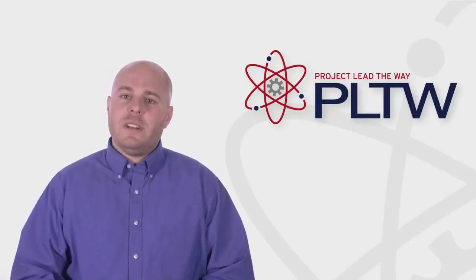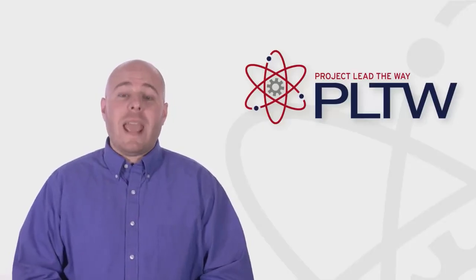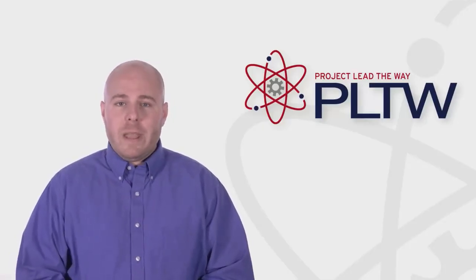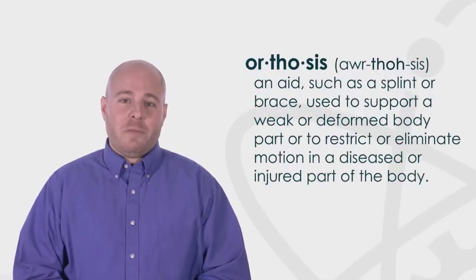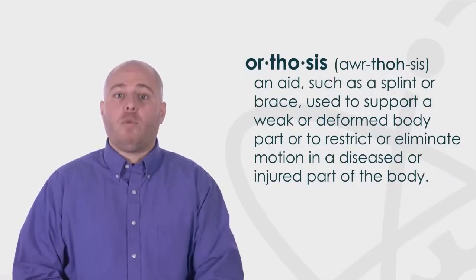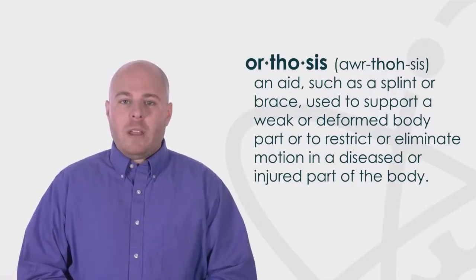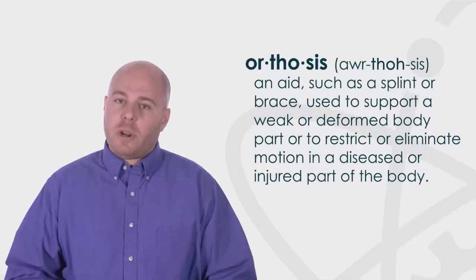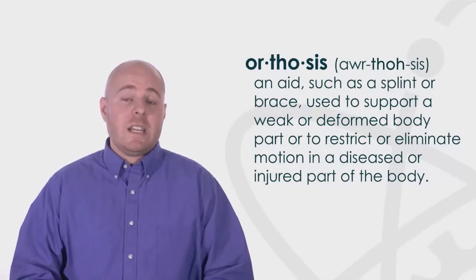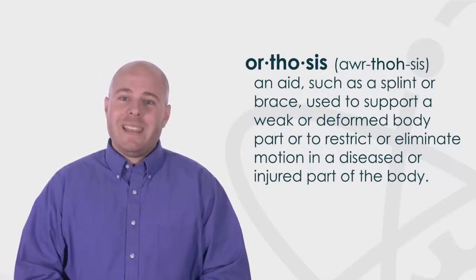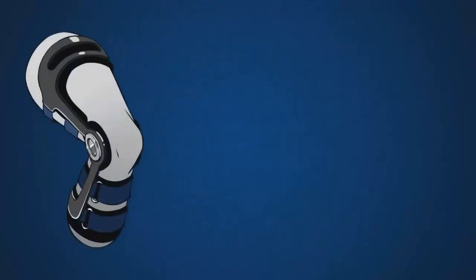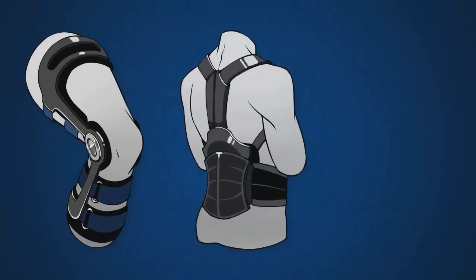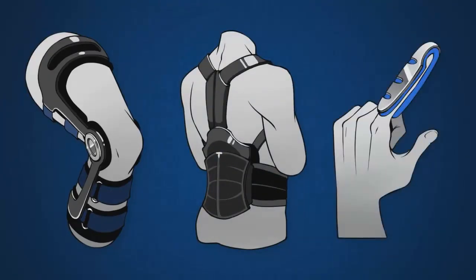For children with this condition, a common treatment is an ankle-foot orthosis. Orthosis is the medical term for any splint, brace, or wrap used to support a weak or deformed body part or to restrict or eliminate motion in a diseased or injured part of the body. Some examples you might be familiar with are knee braces for knee injuries, back braces for people with scoliosis, and finger splints for broken finger bones.